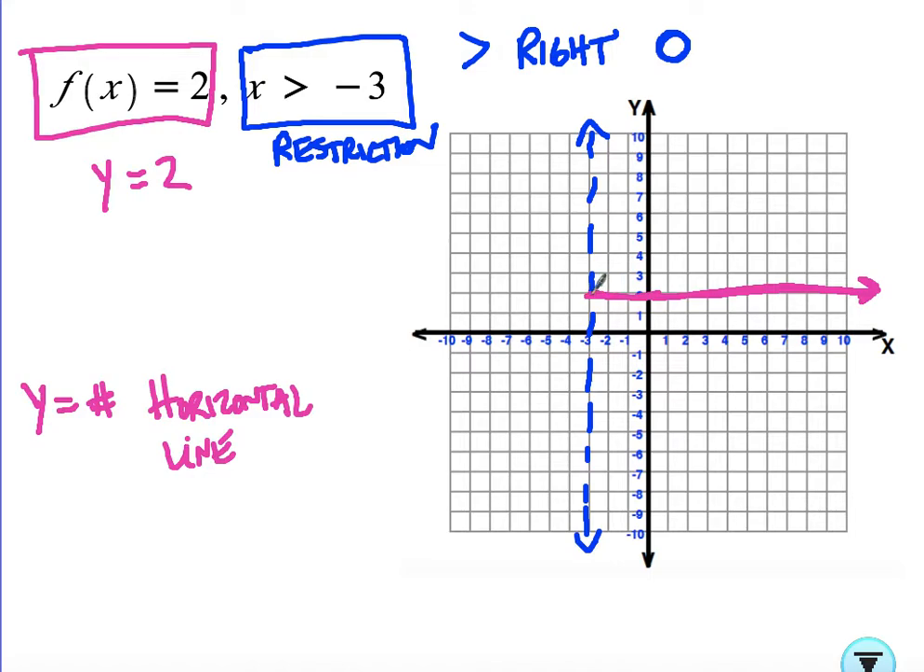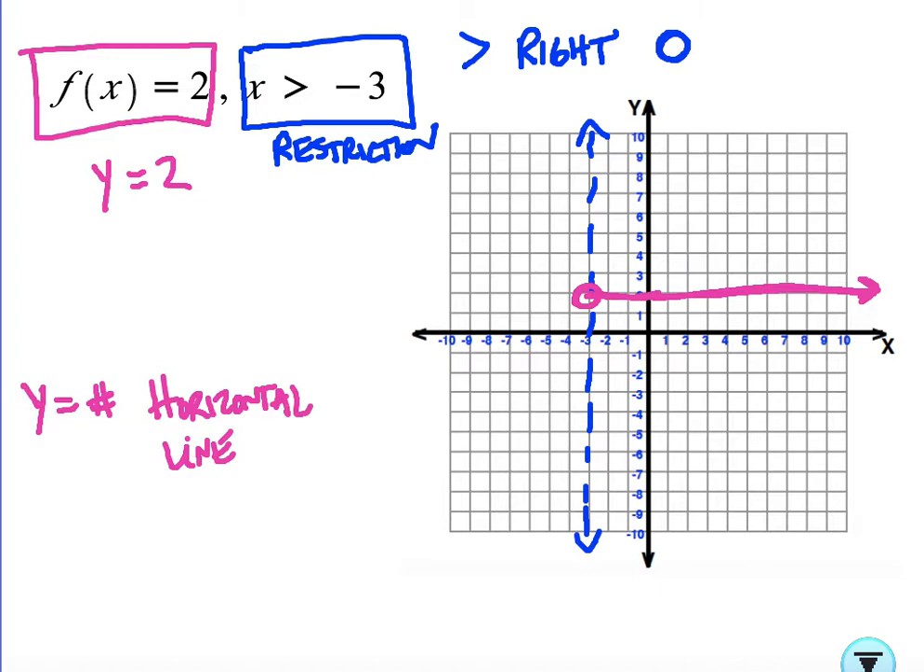Wherever it would hit the barrier needs to be an open circle. So there should be an open circle at -3, 2. Right here is an open circle. So it can get really close to the barrier, but it cannot actually touch it. It cannot actually equal it.